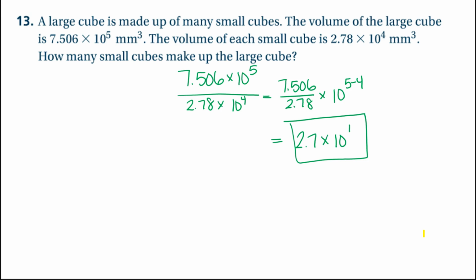So we would break it out, so we would do the 7.506 divided by 2.78, and then 10 to the 5 minus 4. So 2.7 times 10 to the 1, which would really just be approximately 2.7 cubes would make up the large cube.